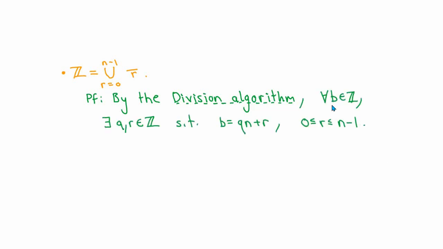The division algorithm says that for any integer b, there exist integers q and r, such that b equals qn plus r, and r is greater than or equal to 0 and less than or equal to n minus 1. Well then, b minus r is a multiple of n, which means that b is equal to r modulo n, so that b is in the residue class r bar. Therefore, that establishes this first fact.